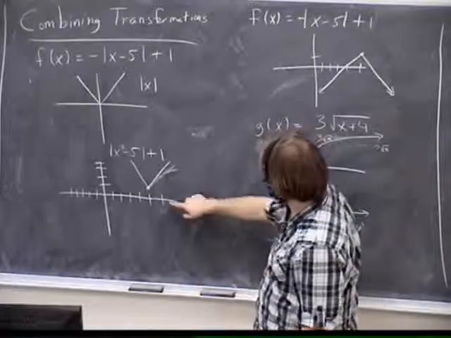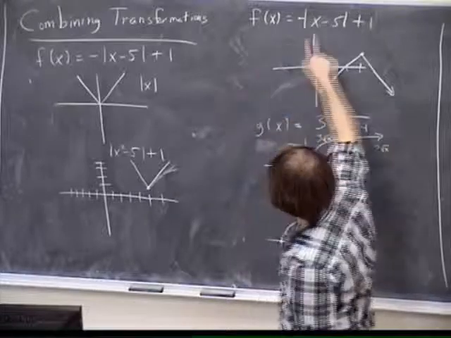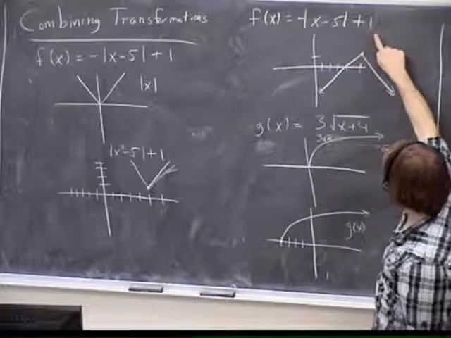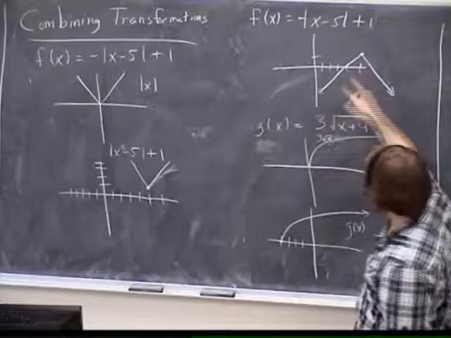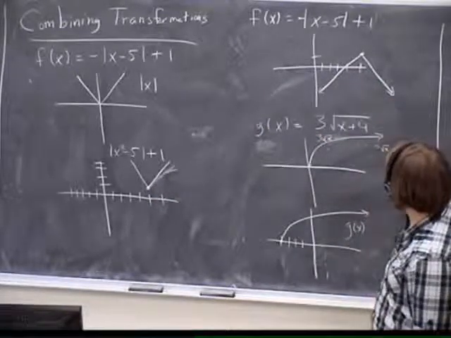And now, the very last thing is we add the flip on, and so we come up here, and this is the graph of f. It looks a lot like this one over here, except it's opening downwards instead of upwards.